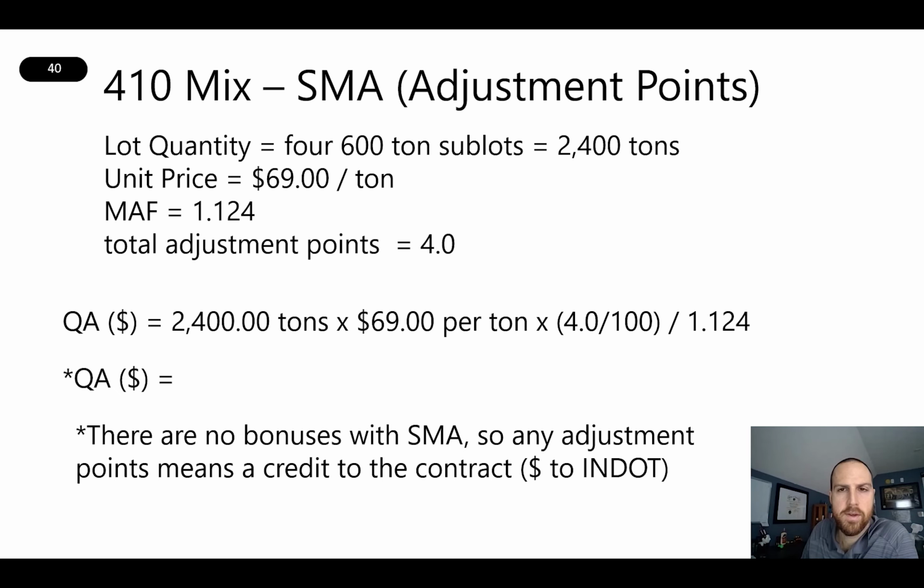So we take those givens and our calculated adjustment points and put them into the quality adjustment equation. 2,400 tons times $69 times 4.0 divided by 100 over 1.124. The quality adjustment would calculate to 5,893.24. Now, it's important to note that SMA does not have bonuses. So a quality adjustment that is calculated means it is going back into the contract or is not going to the producer.